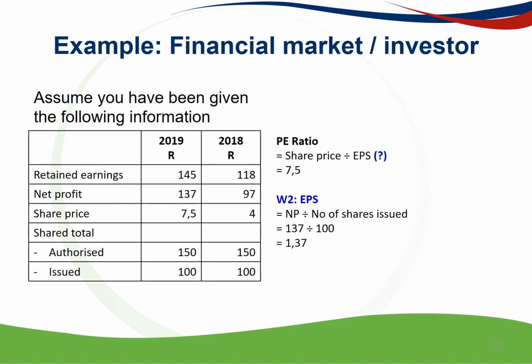Your PE ratio, as I indicated, is share price divided by earnings per share. We didn't have our earnings per share given, so we're going to take our net profit and divide by the number of shares issued and not authorized. Take note that at times this information will not be given to you, but you will be required to know how to calculate it. Look at the various examples within your question banks where certain information is not given and you are required to calculate.